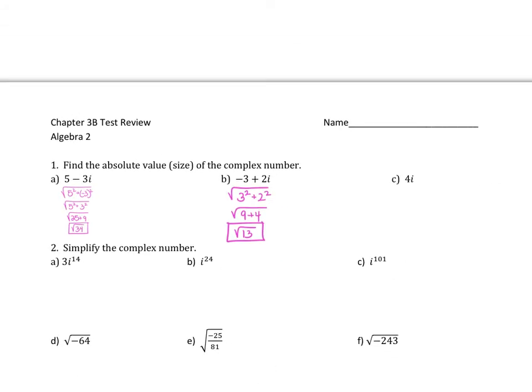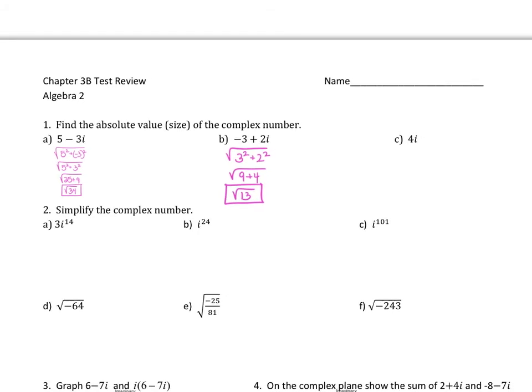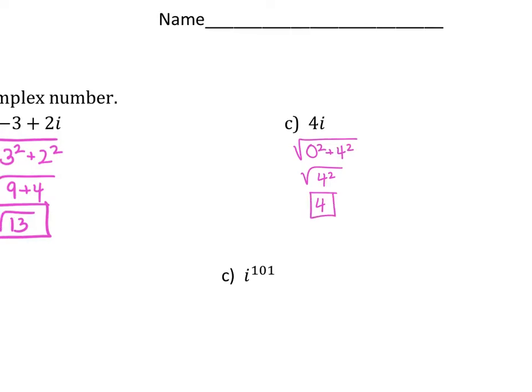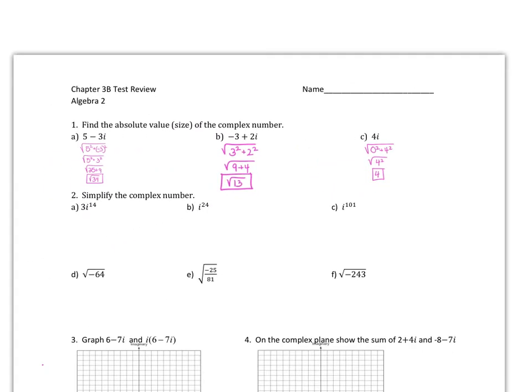And then for C, some of you may just say right away, I know it's 4. And that's okay, because we know this is on an axis because there is no real part. You can still go through the process if you would like. 0 squared plus 4 squared gives you the square root of 4 squared, which is just 4. Okay? Again, on your test, if it says to show your work, you need to show your work. So please make sure you are prepared to do that.